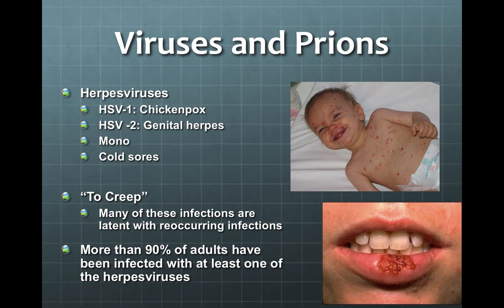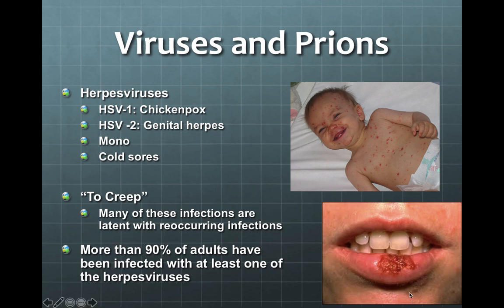These are called creepers because many of the infections are latent with recurrent infections. So if you have a cold sore or genital herpes, you don't always have it. You have outbreaks of it in times of stress. It says more than 90% of adults have been infected with at least one of the herpes viruses, either genital herpes or cold sores or even chickenpox or something like that.